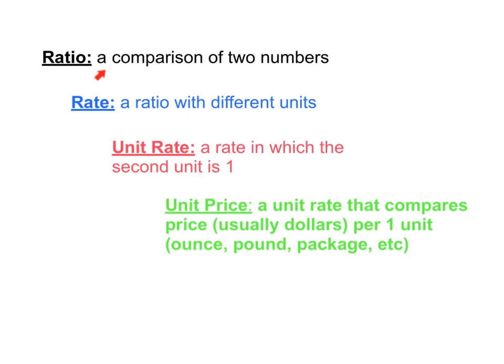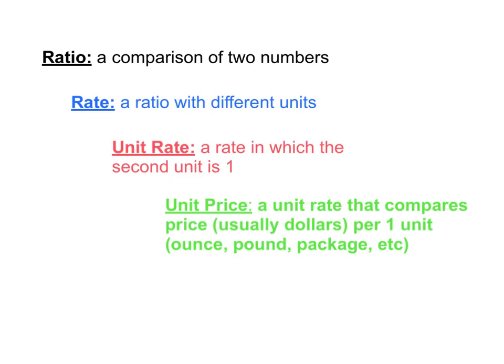A ratio is a comparison of two numbers. Often it's expressed as a fraction, but it doesn't have to be. And then more specifically, a rate is a type of ratio, but in which we're measuring two different things. So not just a ratio of 5 to 6, let's say, but a ratio of 10 miles in 2 hours. So we've got different things that we're measuring.